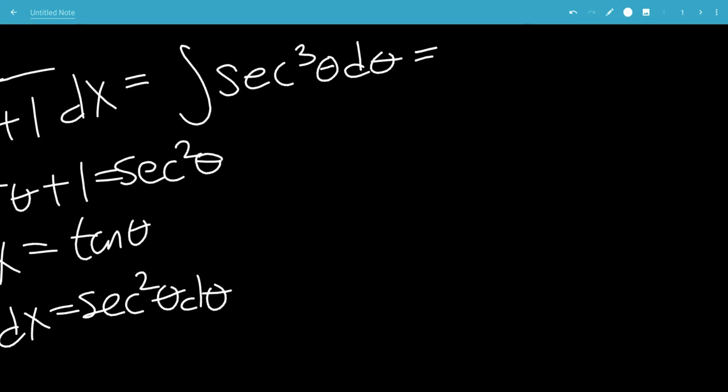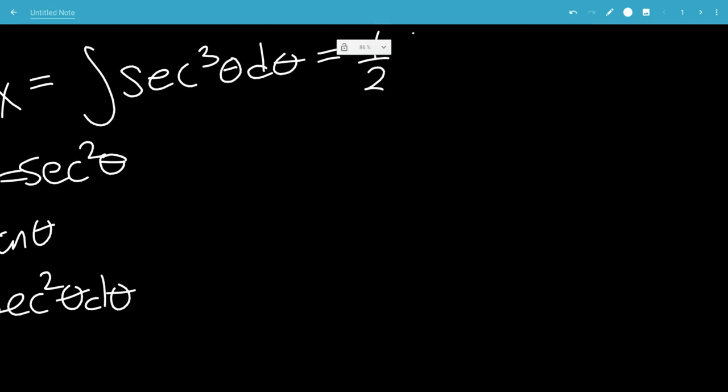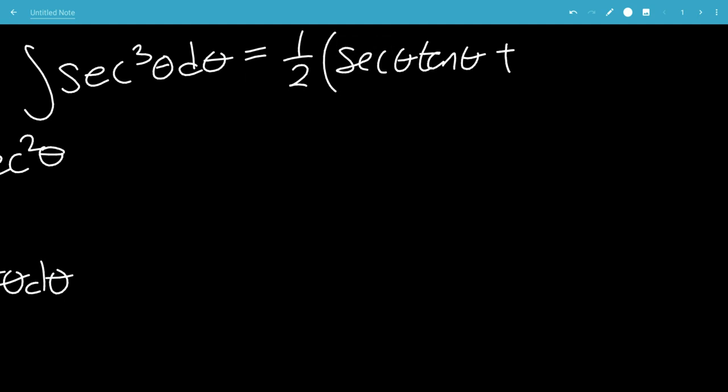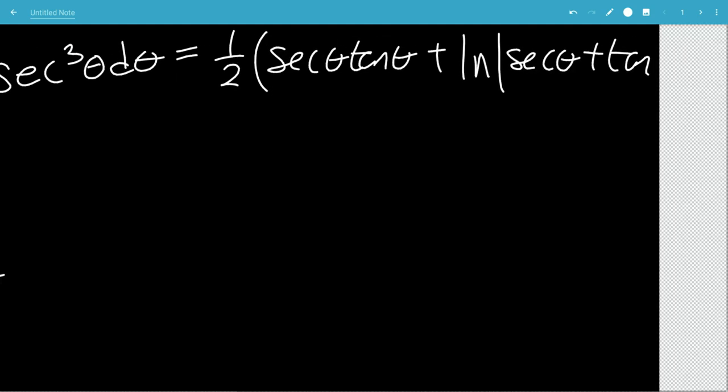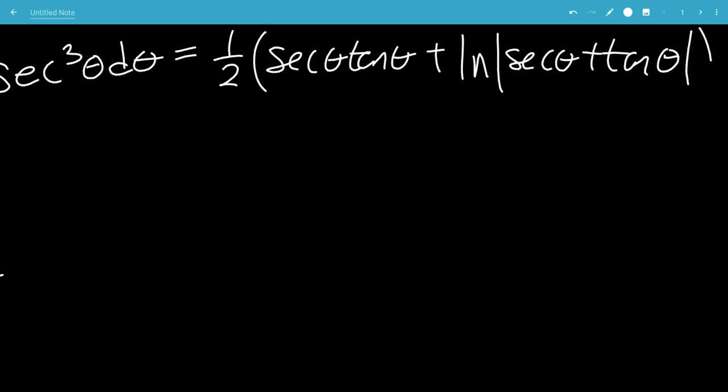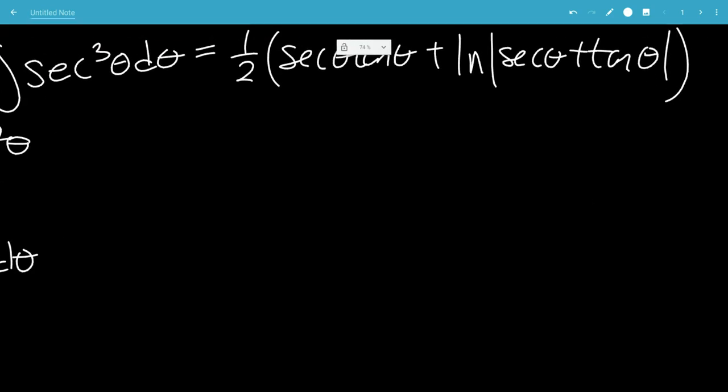So this will be 1/2, then secant theta tangent theta plus ln of secant theta plus tangent theta. We're not going to add the plus c yet.